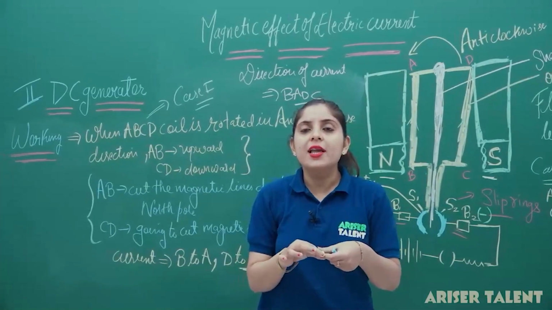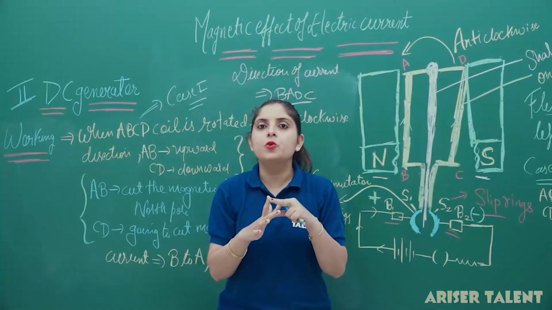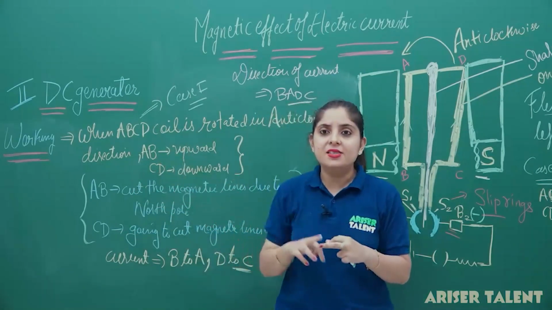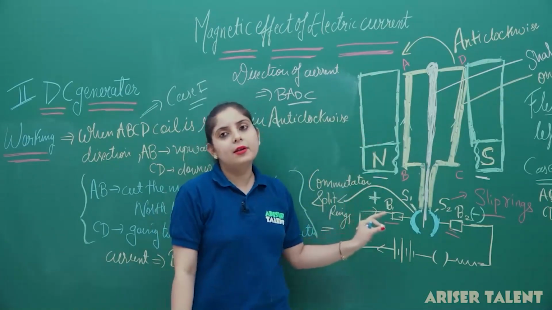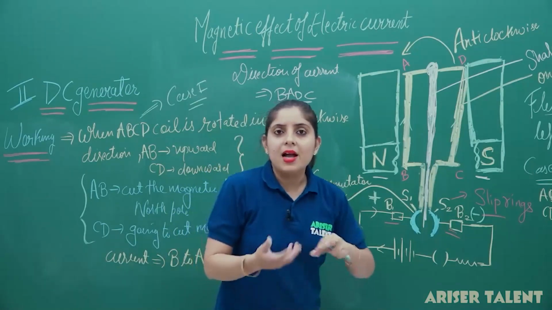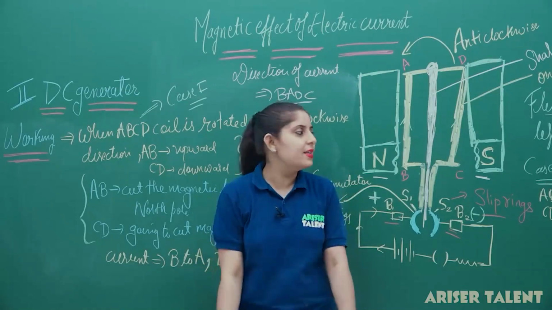So if the question arises in your exam, what you have to do? You have to first write the definition part. Then you have to write the construction, working, direction of the current, and you have to draw the clear picture of this diagram. So these questions may be asked in the exam as 4 to 5 marks questions about the working of AC generator and DC generator.